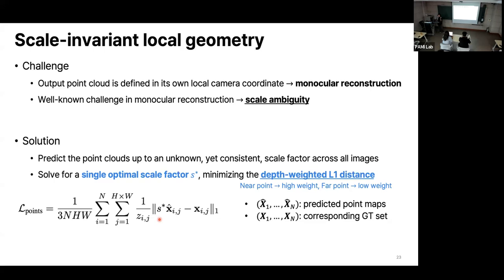In this objective function L_point, what is the optimizing value? S star and the X hat. And X_ij is the ground truth information from the ground truth set. Then you need to know some initial point of the X hat as well. Where do you get it?